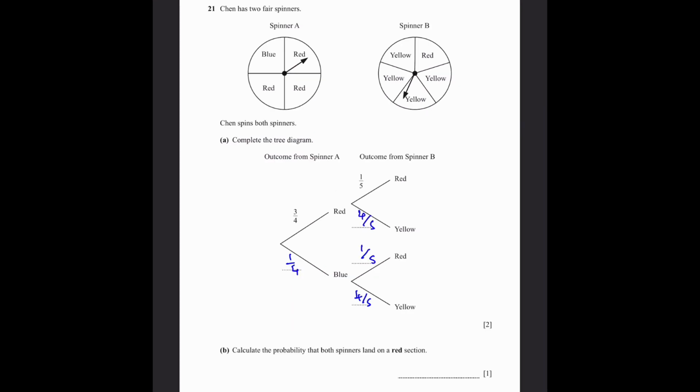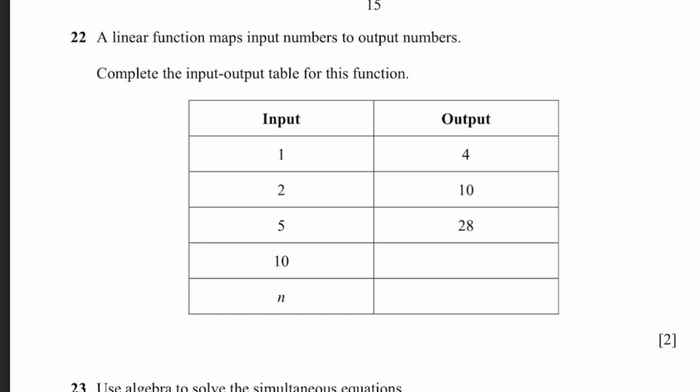B, calculate the probability that both spinners land on red. So that'll be 3/4 for the first spinner times 1/5 for the second spinner, 3/20.